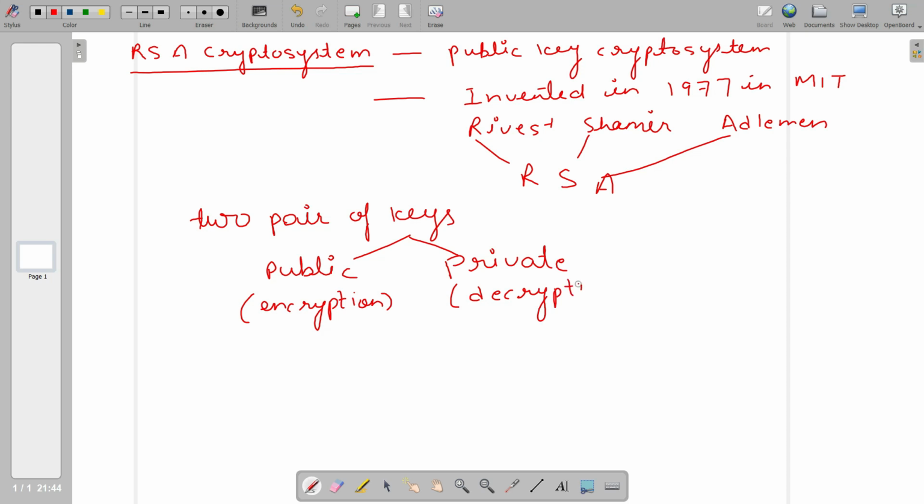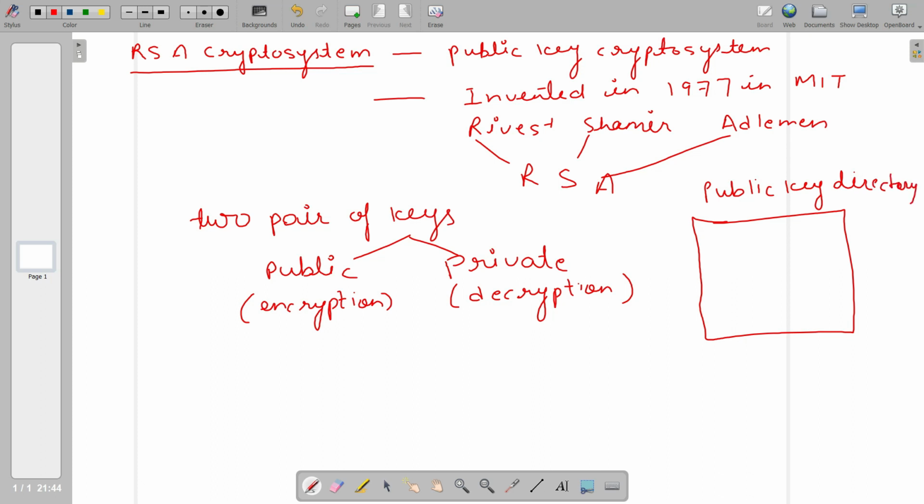Usually in a public key crypto system, we sometimes maintain a public key directory. Let's say this is a public key directory. Everyone, all senders and receivers, like Alice, Bob, or someone else, will put their own public key here. Only the public key, not the private key. They do not share their private key with anyone.